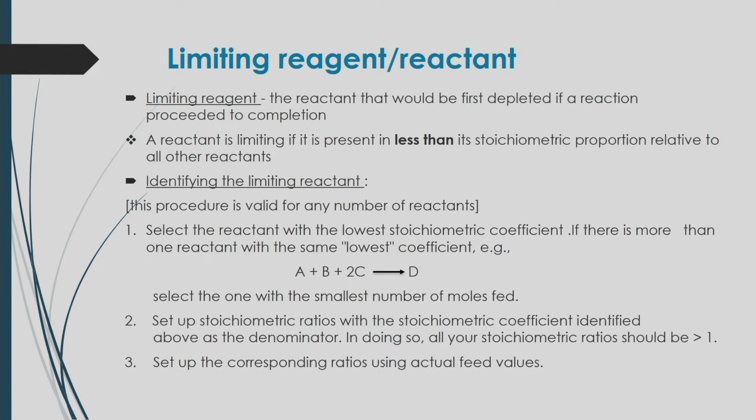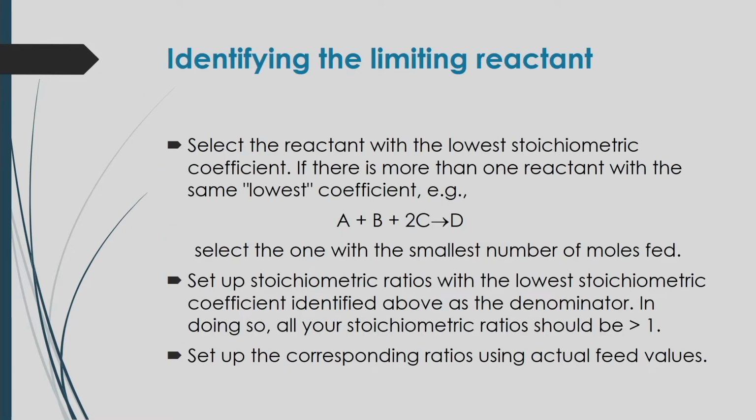And also in a reaction you will see some reactant will be the limiting reagent or reactant. That is the reactant that would be first depleted if a reaction proceeds to completion. A reactant is limiting if it is present in less than its stoichiometric proportion relative to all other reactants. Now, in this case you have to identify that limiting reactant. Now, how to identify that limiting reactant?